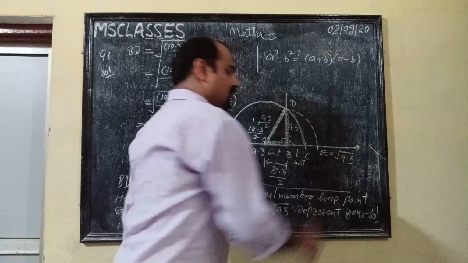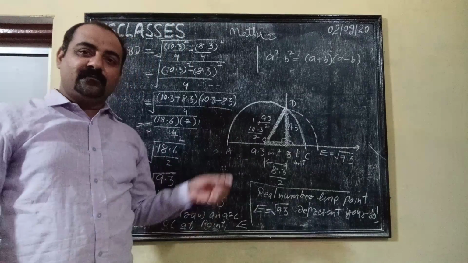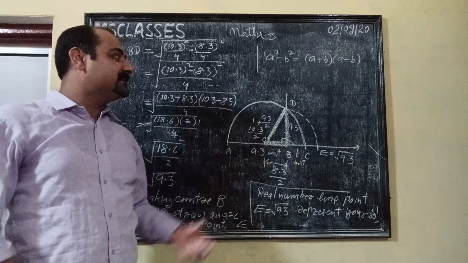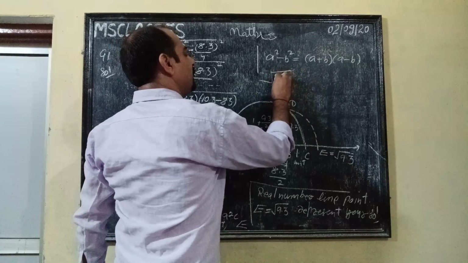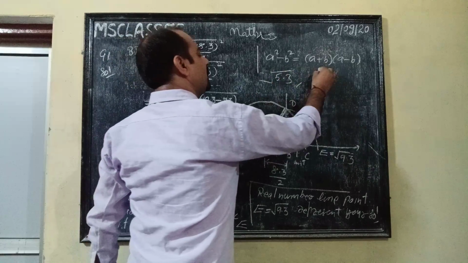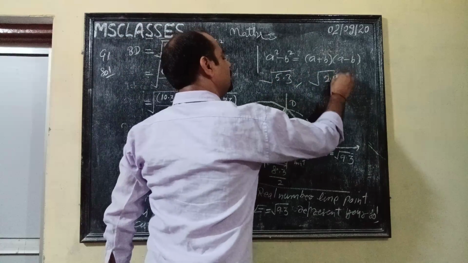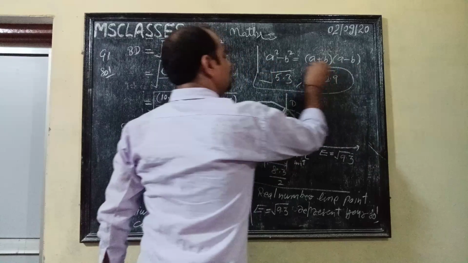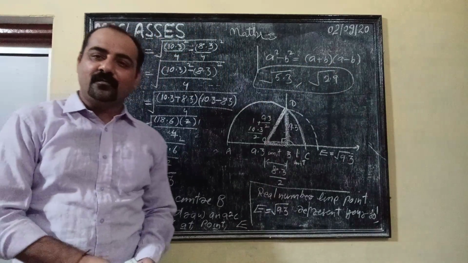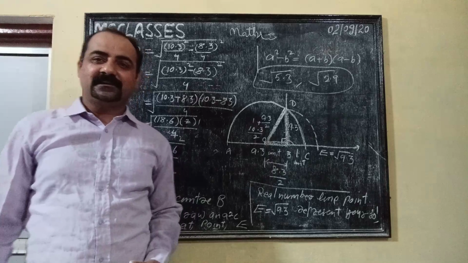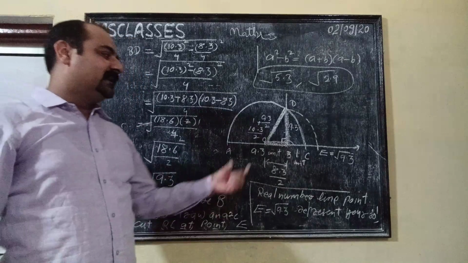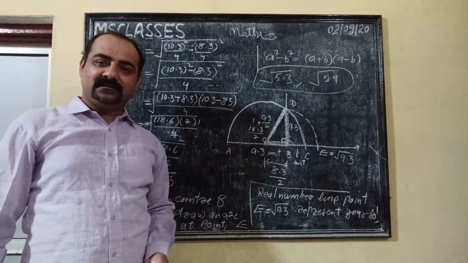So this is many questions for you, like under root 5.3, under root 2.9 and so on. These all for your homework. So guys, I hope you have understand the topic how to represent irrational number on the real number line.